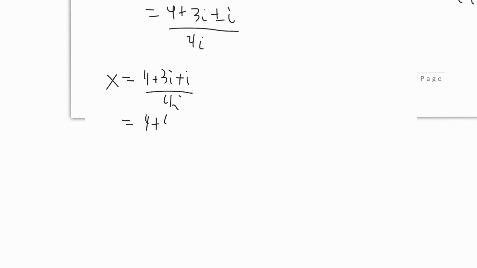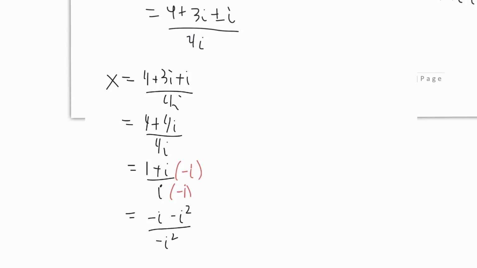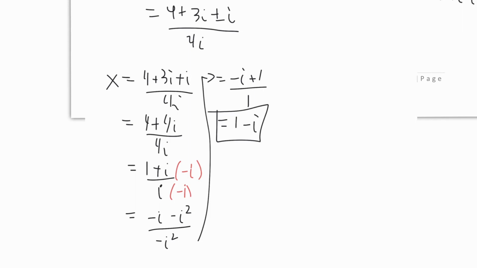So 4 plus 4i over 4i. Now we could divide everything by 4, so that's nice. So 1 plus i over i. Remember how to do division? We need to multiply by the conjugate. So negative i, negative i. That'll give us negative i squared over negative i squared, which will give us negative i plus 1 over 1, or 1 subtract i. So there's our first value for x.